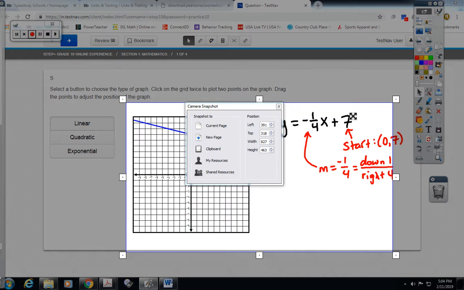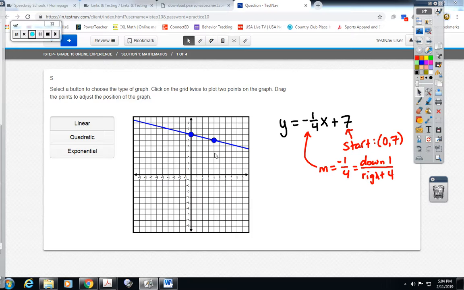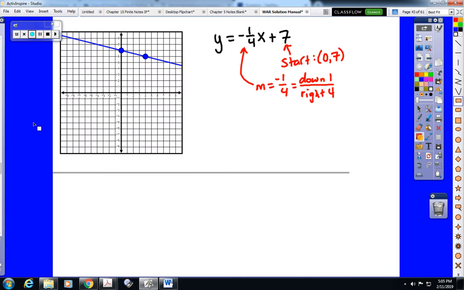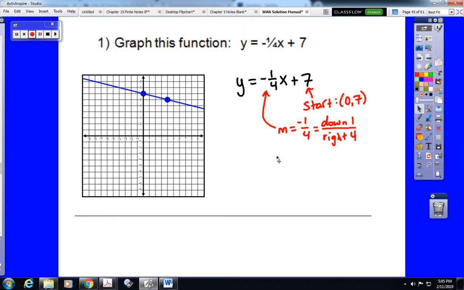So let's grab an image of that and take it back over to the other page to put in our solution manual. So, edit, paste, there it is, and move it to where we can see the question. Okay, that's what that should look like.